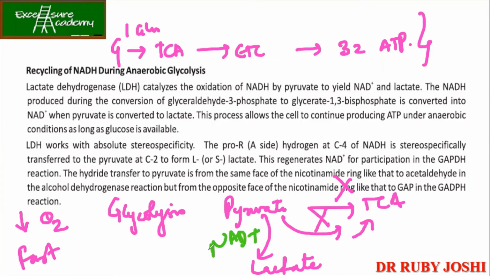Now this NAD plus is required for glycolysis to continue so that I can get more ATP. Of course, pyruvate is formed, pyruvate becomes lactate, and this NAD plus is formed. So your NAD plus will go into glycolysis, so more molecules of glucose will be undergoing glycolysis and giving you ATP. Okay? Is it clear now?